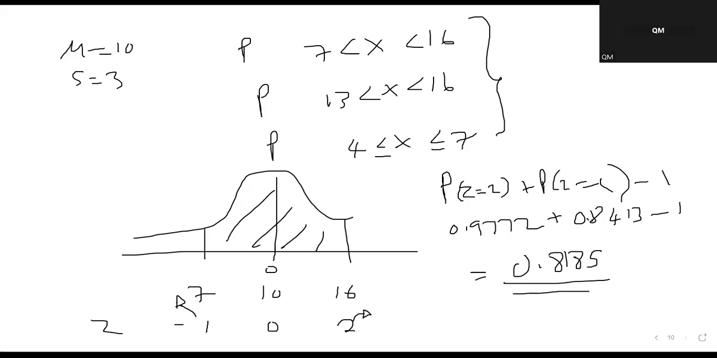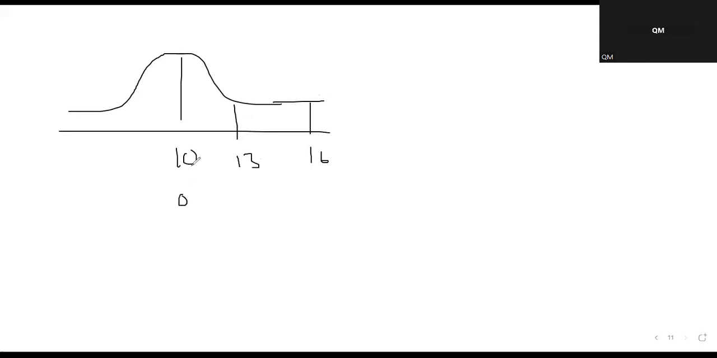But between 13 and 16, they're on one side. Between 13 and 16, what's happening? Our 10 is here, our 13 is here, and our 16 is there. Standardizing: 10 is 0. For 13, the difference is 3, 3 divided by 3 is 1. For 16, 16 minus 10 is 6, 6 divided by 3 is 2. So we're looking at this direction here. Whenever they are on one side, just get the bigger z minus the smaller z.